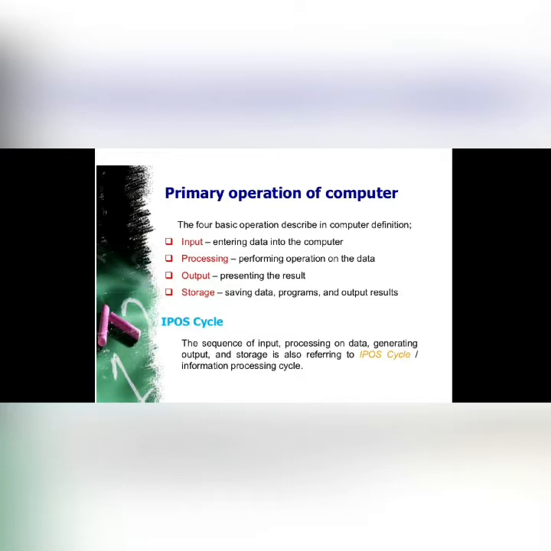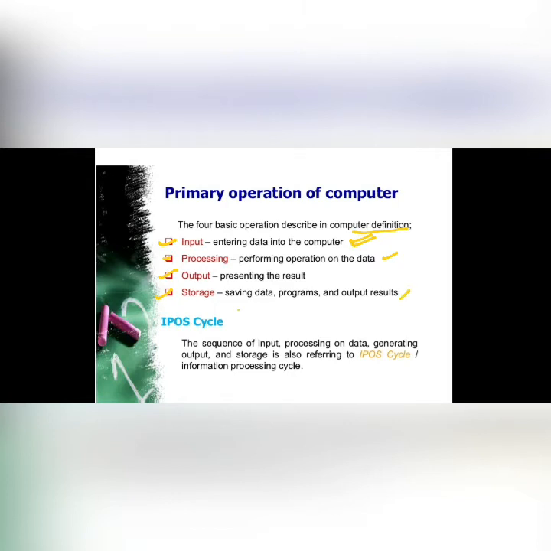So what are the definitions of these four basic operations described in the computer definition? First is input, meaning entering data or raw facts into the computer. The second step is processing, or performing operations on the data which we have given as input in the computer. Next is output. Output means presenting the result. And the fourth step is to store the data or the output results.